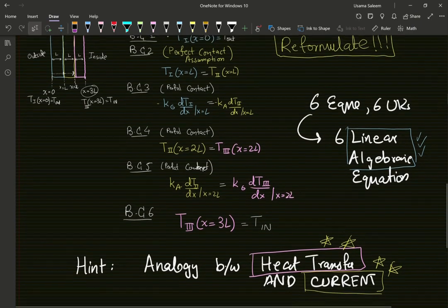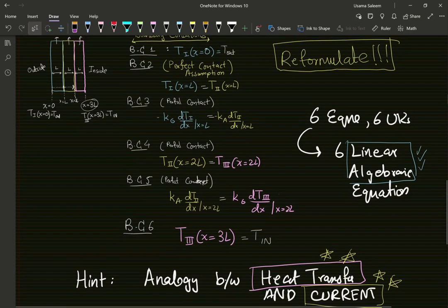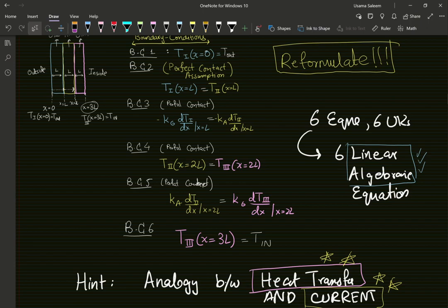And once again, this problem is fully specified. You can use tools from linear algebra, you can use MATLAB, whatever tool you fancy, to go crazy. However, we're not done.